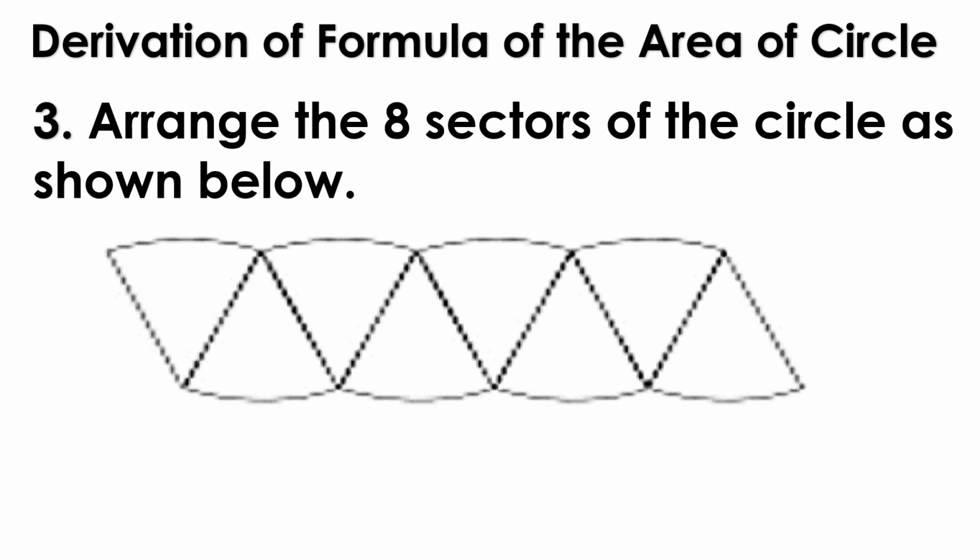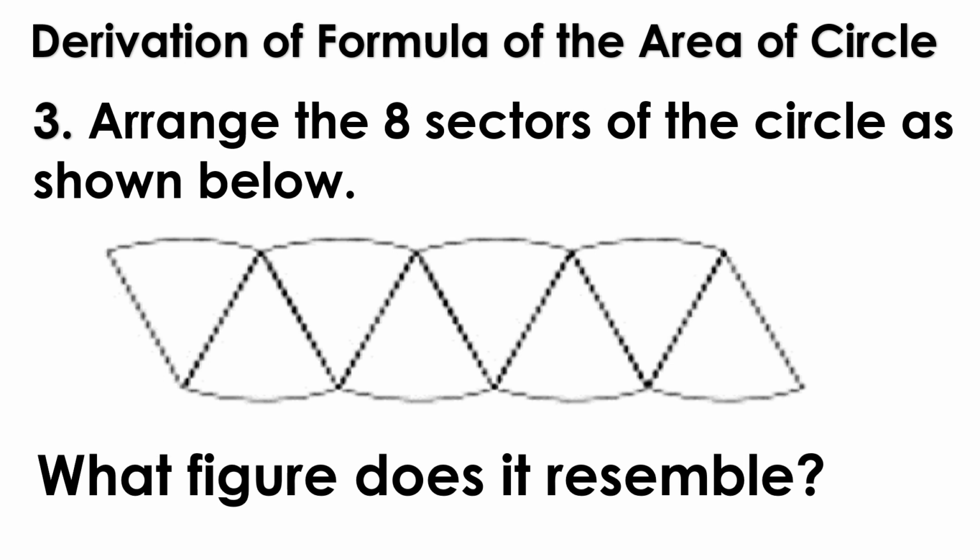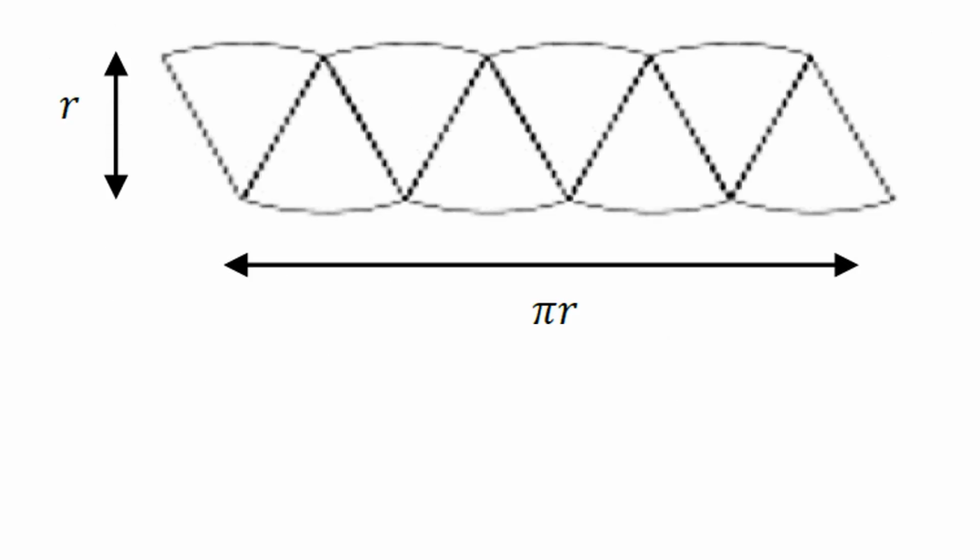So magiging ganyan. What figure does it resemble? Correct. It resembles a parallelogram. Now, in this figure, in our parallelogram, our circle is arranged into that. This part is the radius and the lower part is pi times r. Why pi times r? Because it is 1/2 of the circumference.